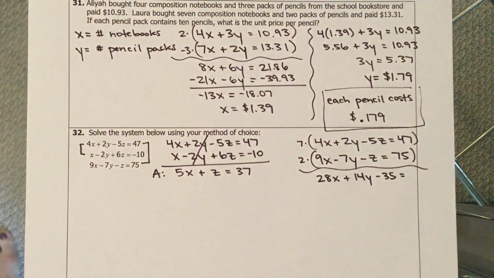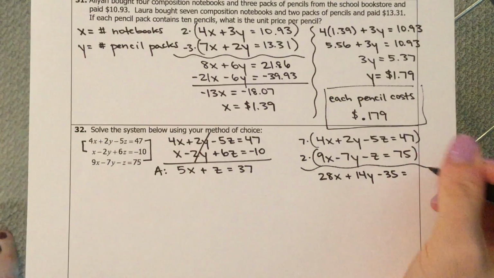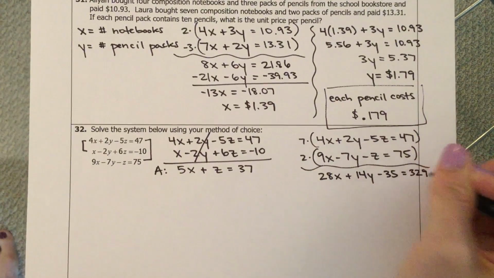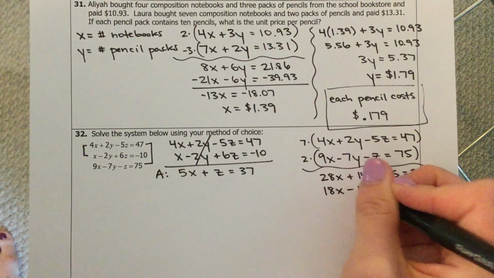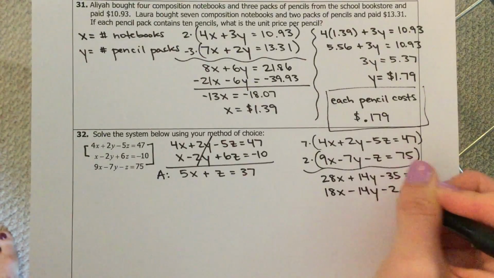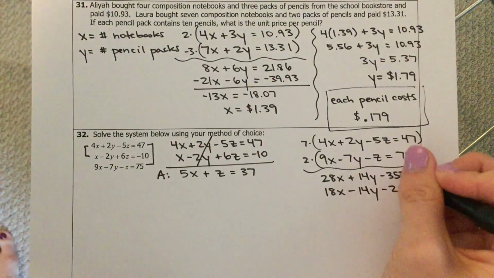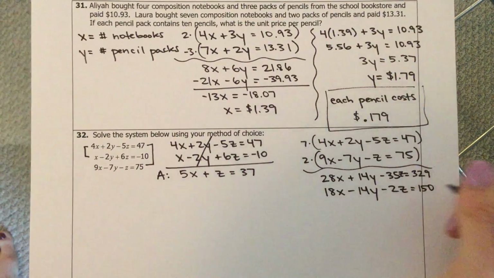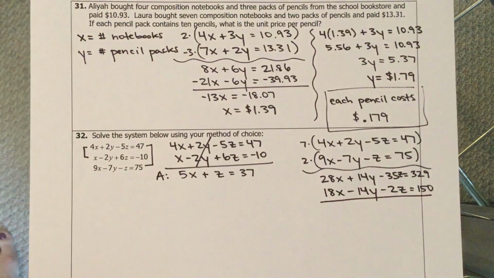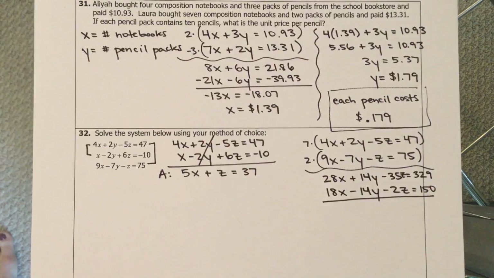Okay, I'm going to type that one in. 47 times 7 is 329. And then bottom one, everything by 2. So we get 18x minus 14y minus 2z. Oops, I missed my z on that one. Equals, and then 75 times 2 is 150. So line these up. We'll see what will cancel.